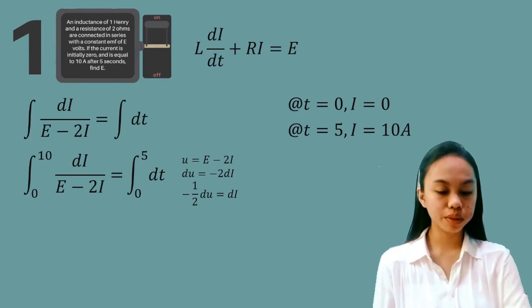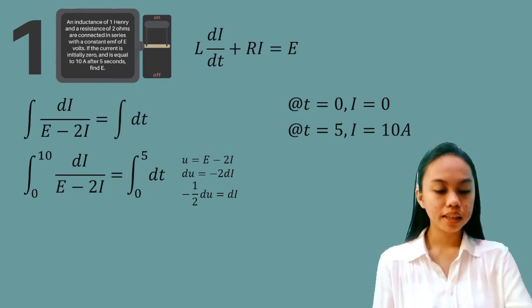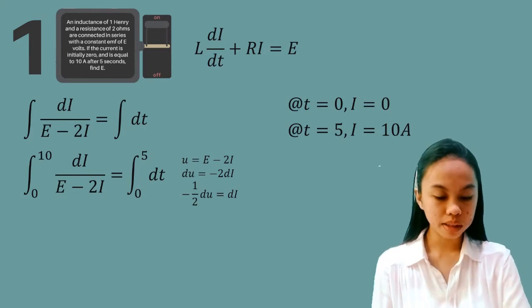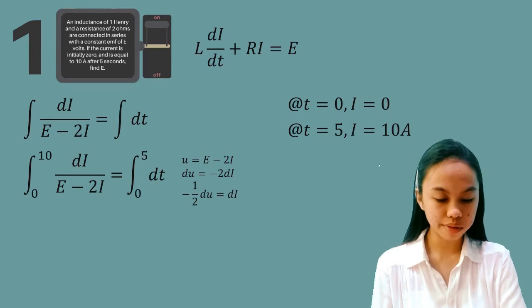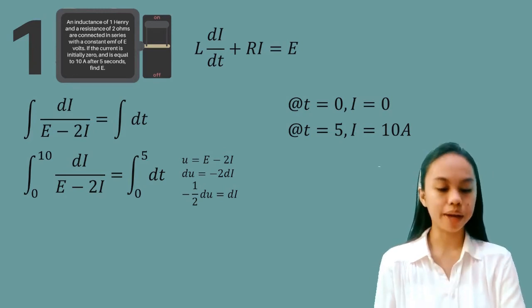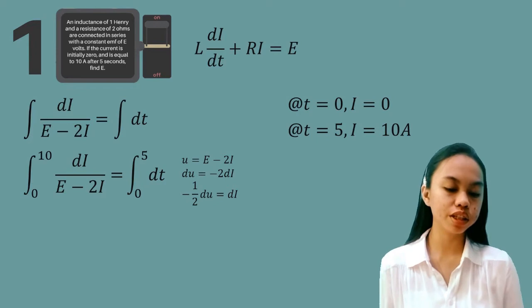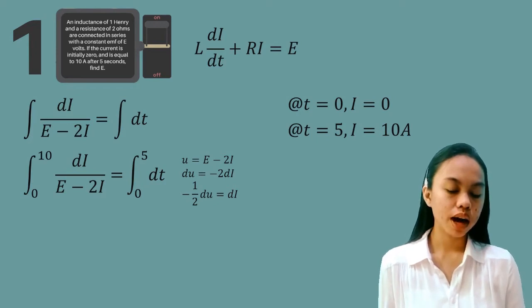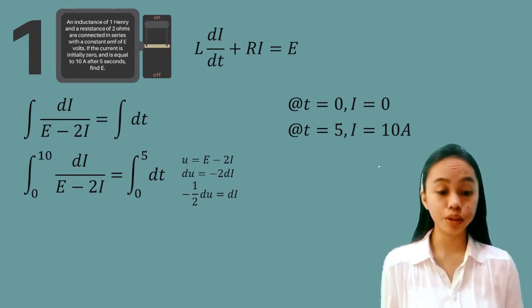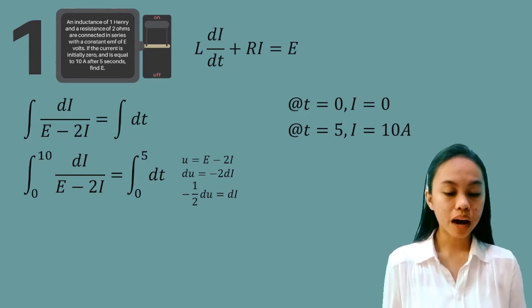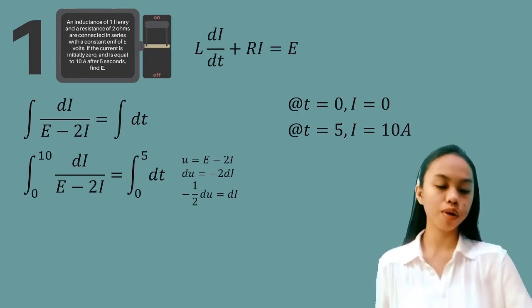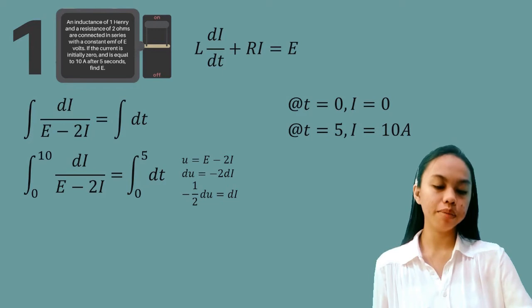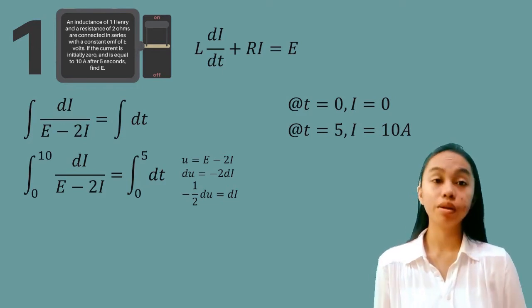So it's negative 2 di, and then I will get the di, so I will divide du into negative 2. So I will have negative 1/2 du equals di. So since we have finished letting our u, we will now substitute our let u and du values to our integral of di over e minus 2i from 0 to 10.